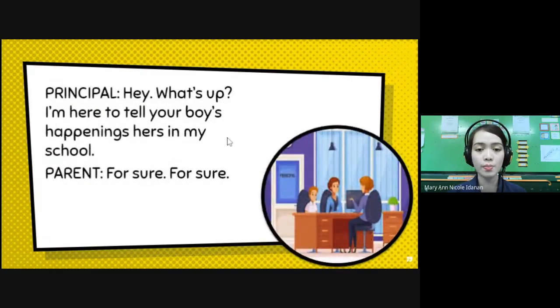Next one. The principal said, "Hey, what's up? I'm here to tell your boys happenings here in my school." And the parent said, "For sure, for sure." Do you think it's appropriate? Of course, it's not, because as you can see in their setting, they are in a formal setting wherein the principal is going to have a conference with the parent, and it is not formal to use those kinds of words, okay? Unless they are best friends, like, hi Mars. But again, it's not appropriate to use this kind of words.